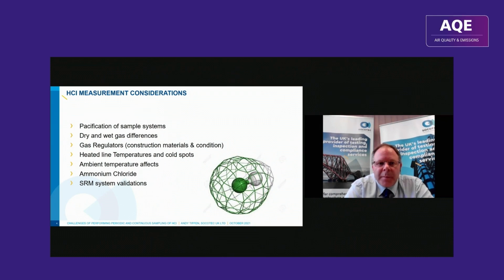So the main topics I wanted to talk about are the pacification of sample systems, some differences between the way that dry and wet gas appears to be handled by the sample system, some specific issues around gas regulators, use of high temperature lines and possible cold spots within those lines, or more likely the junctions between lines and the analyzers, ambient temperature effects, a big one on ammonium chloride, which does seem to be a particular issue. And a look at validation systems for the test house equipment when it's used on site.